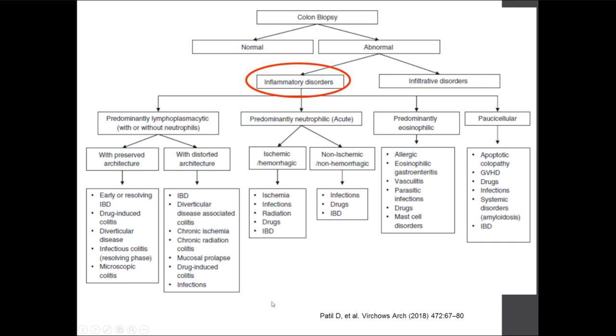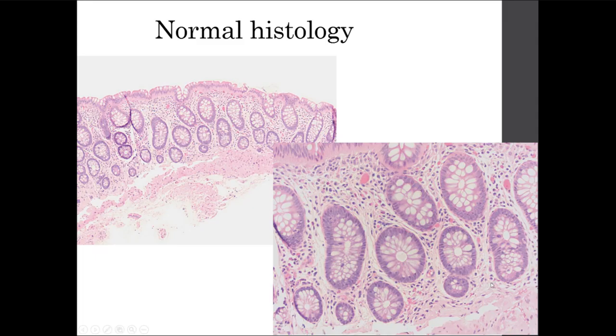This is a different approach. This is a paper that my good friend Deepa Patil published a few years ago. You can see how the take on this one is a little bit different, but using the same concepts. And here the focus on differentiating or coming up with a differential diagnosis is based on the inflammatory infiltrate that is present in the lamina propria. So predominantly lymphoplasmocytic, neutrophilic, eosinophilic, or paucicellular. I include this for completeness. Sometimes this approach becomes handy for certain cases.